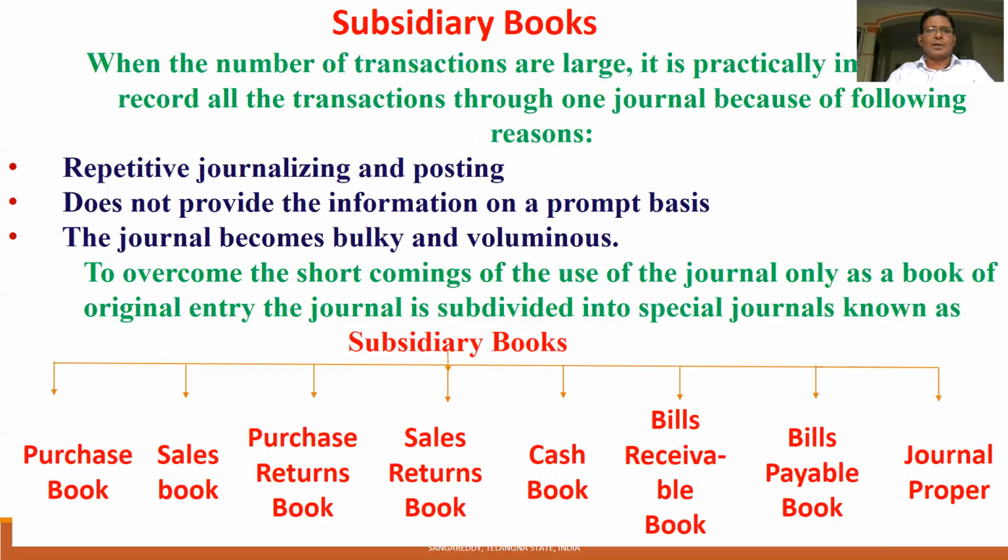That's why, when the transactions are voluminous and there are a large number of transactions, it is better to have subsidiary books. That's why the journal is divided into 8 subsidiary books. We already completed the discussion of the four goods journals, and today we are going to discuss the cash book.